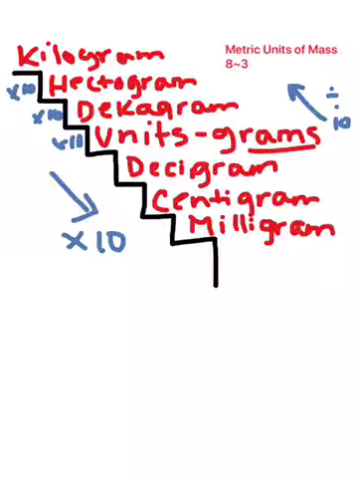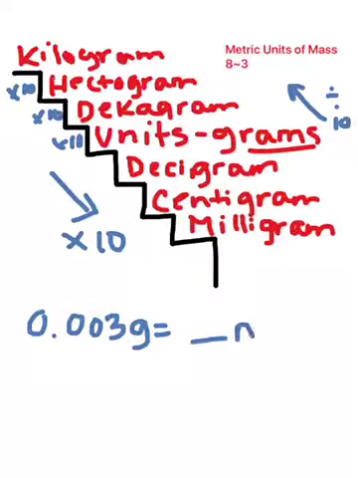Okay, so let's practice. Let's do number 1. Number 1 is 0.003 grams equals how many milligrams? Okay, well, we are going to switch. I'm going to get to yellow. We are going to find grams, which is right here, and then milligrams. And I know I need to go down because I'm starting up here. So I'm going to go 1, 2, 3.